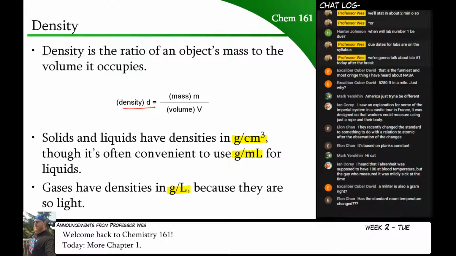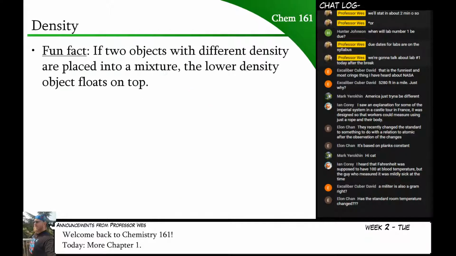So we're going to keep that formula handy, and we're going to do some mathematical calculations. Since it's a formula, if I give you any two things, you could then solve for the third one. That's trivial to do as long as you are able to manipulate the algebraic expression. So let's do a few problems with that. Oh, yeah, and then last we have this fun fact. If I have two things with different densities, the lowest density floats.